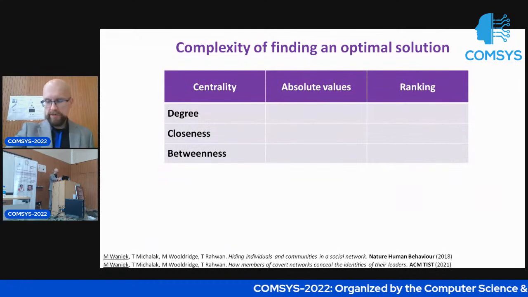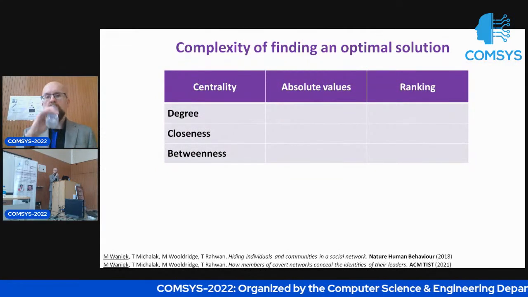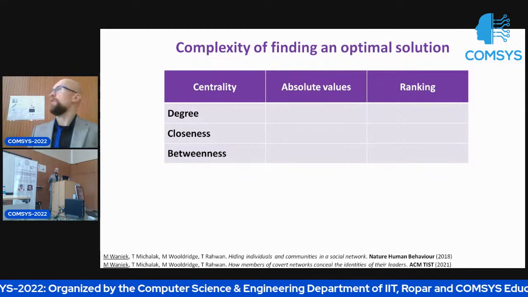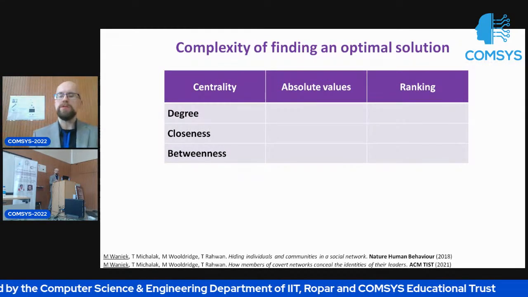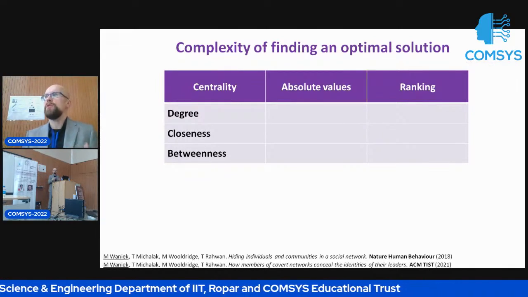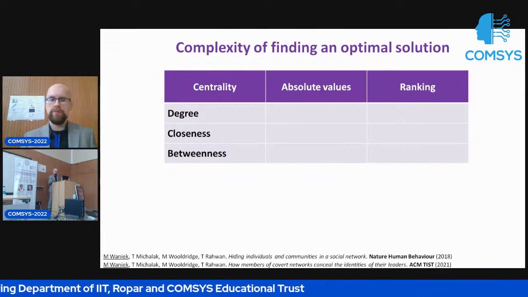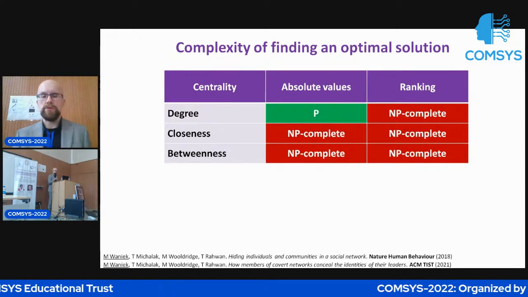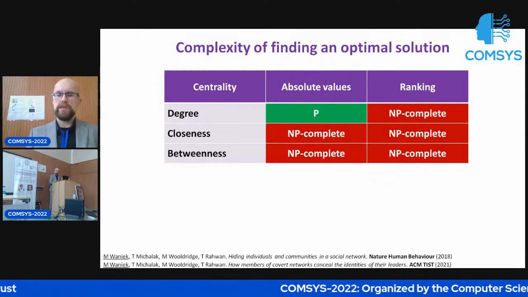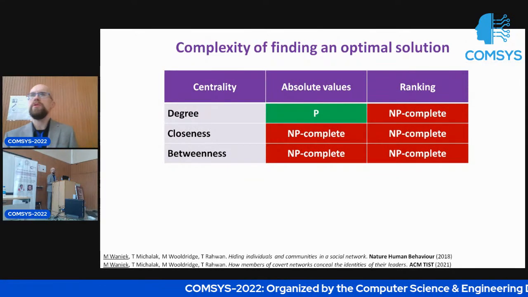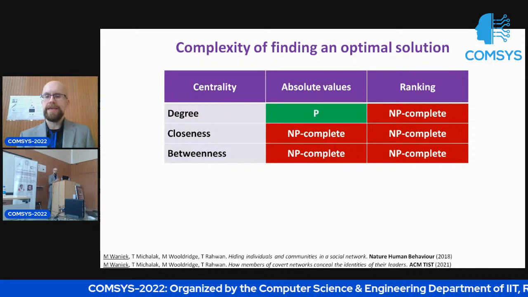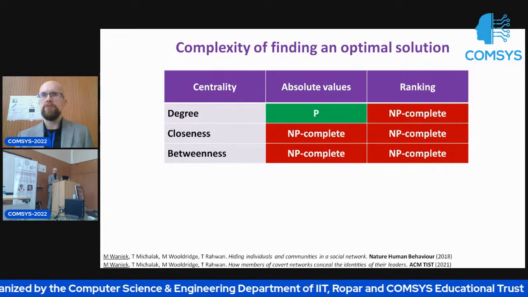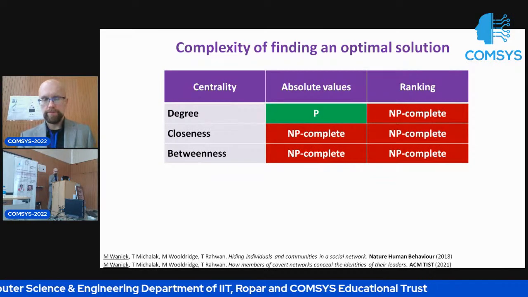So first of all, we might wonder how difficult it is to find the optimal answer to this problem. How difficult is it to find the very best possible way of adding or removing edges in order to drop our centrality? Unfortunately, as it turns out, in most cases this is an NP-complete problem. So we cannot really find an optimal solution for a network of reasonable size without performing exponential computations.